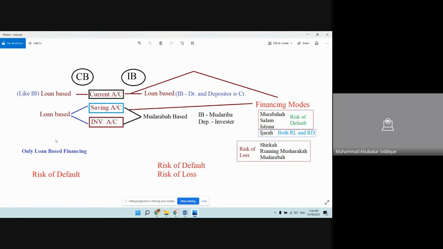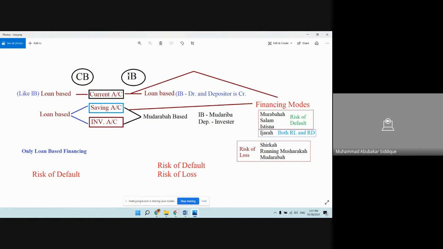What risk exists in this sector? That is the risk of default. Risk of default means that the client will not pay; the financing will not be paid by the clients. And this risk can be controlled by charging a pledge, security deposits, guarantees, etc. This risk will become zero after mortgaging, after charging the pledge. Then this risk will become equal to zero.